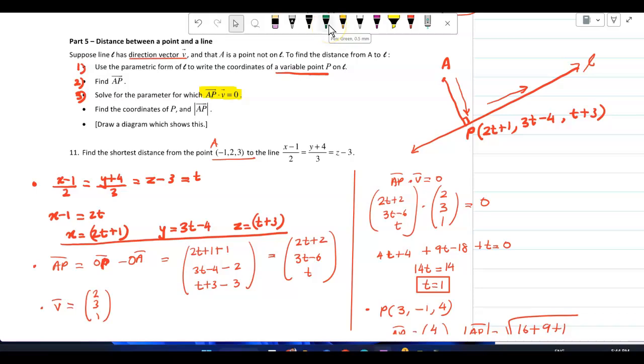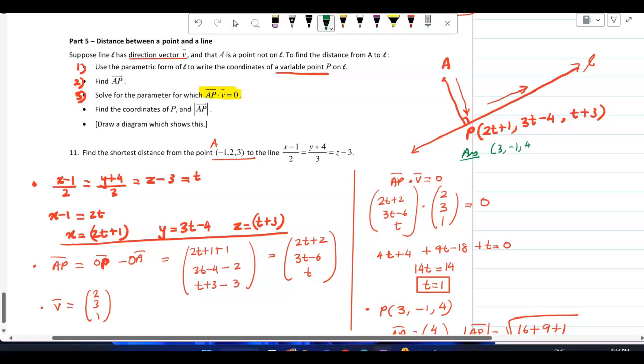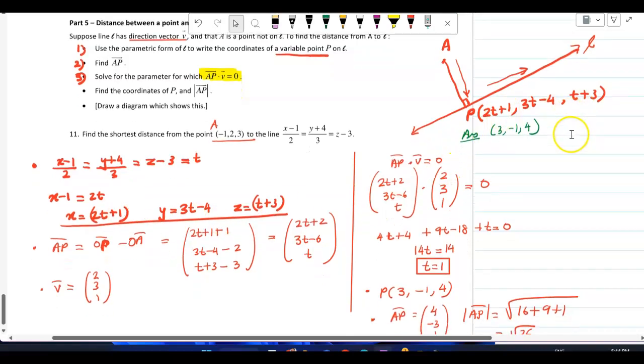So now we have the final answer. What are the coordinates of P? 3, negative 1, 4. Here we are putting t in the x, y, z equation. And what's the shortest distance? This is root of 26.